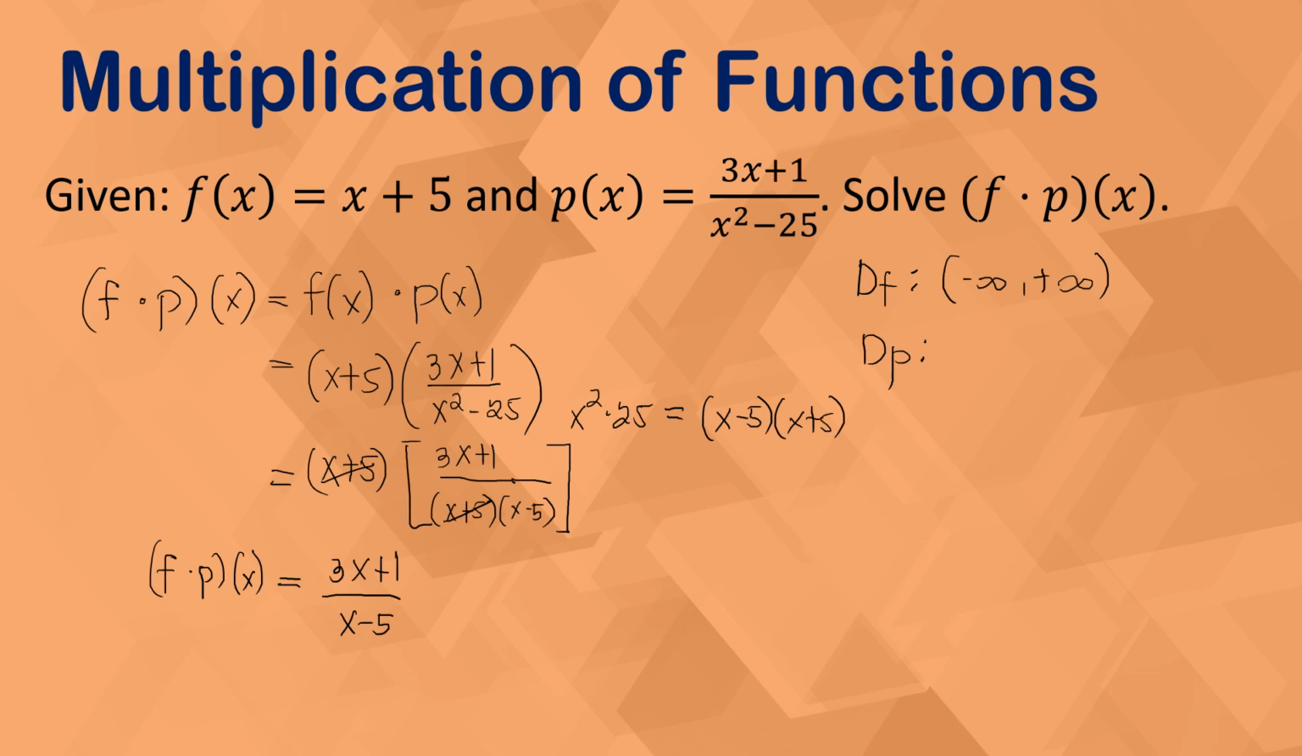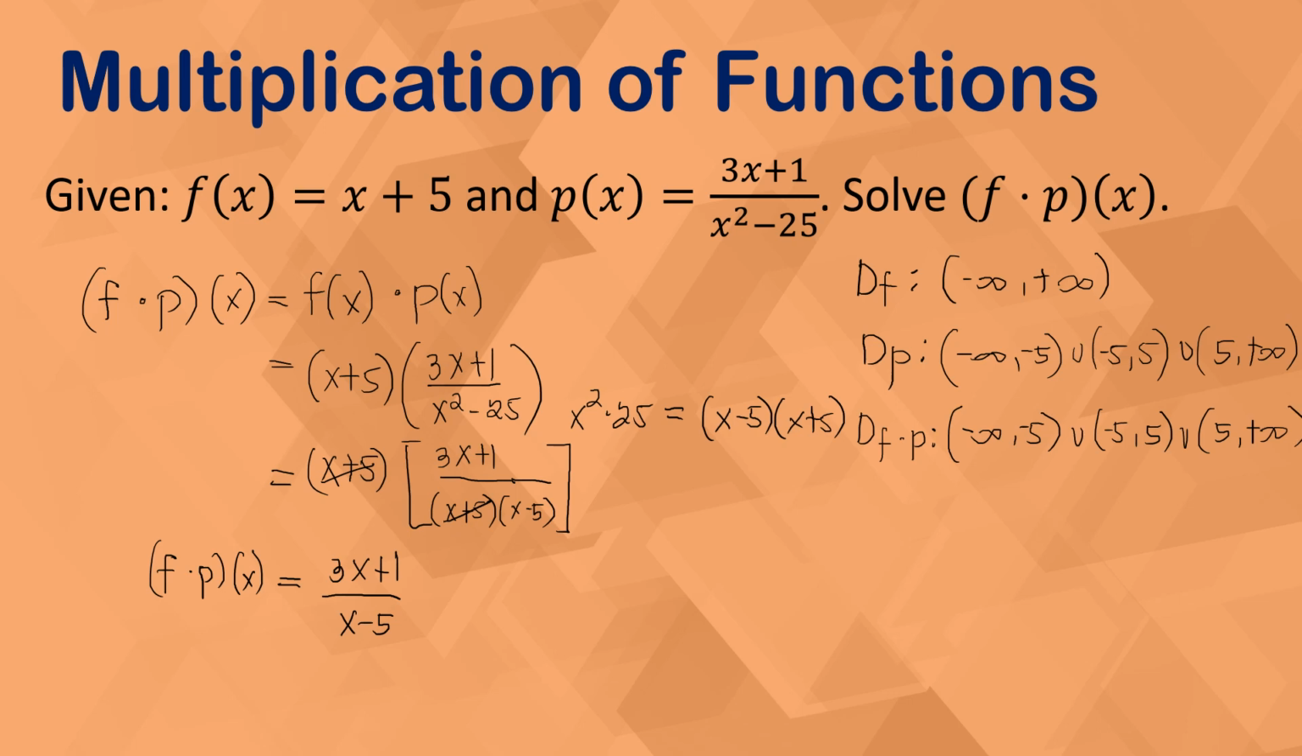So we have here all real numbers less than -5, union of -5 and 5, union of all real numbers greater than 5. And when you get the intersection of the two domains, d sub f times p, the intersection of the two domains is all real numbers less than -5, union of -5 and 5, union of all real numbers greater than 5. So that is the domain of the new function, and also we need to consider the two given functions.